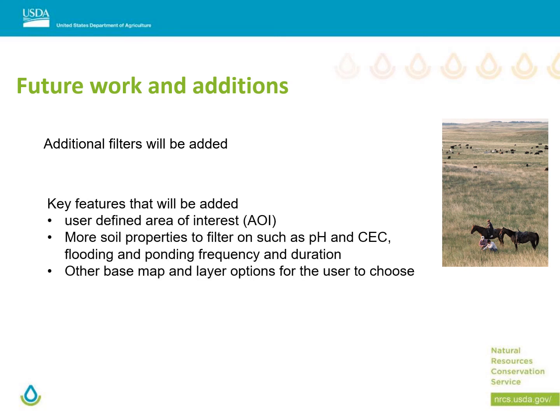Several key features will be added based on requests from reviewers. We will add a user-defined area of interest, AOI, as well as additional soil properties and characteristics such as pH and CEC, as well as flooding and ponding frequency and duration. There will also be other base map and more layer options for the user to choose from.